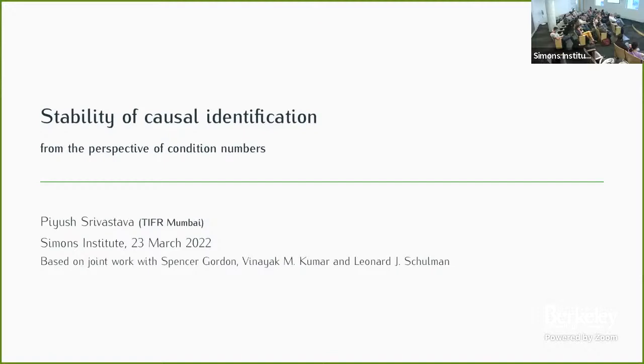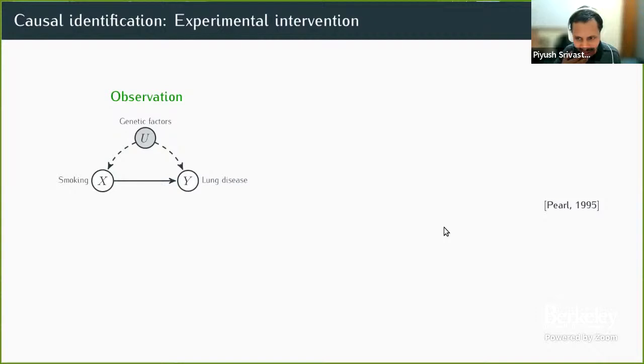I'm talking from the future, 23rd March here. I'm going to talk about robustness of causal identification, from the perspective of a classical notion in numerical analysis called the condition number. But before that, let me introduce the notation and the setup.